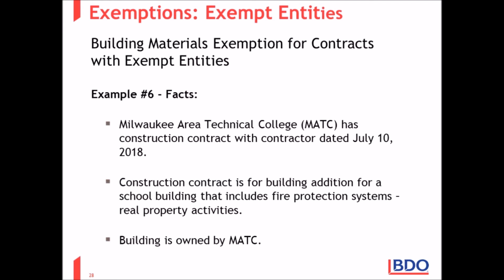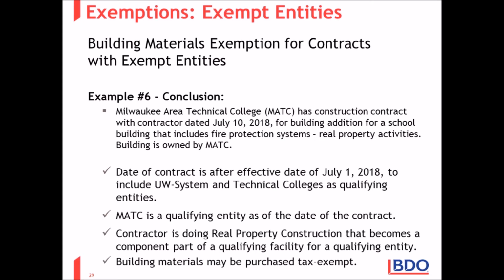So the last example, a construction contractor has a contract with MATC, doing real property building improvements. The building is owned by MATC. The conclusion would be that it's exempt because our contract here is dated July 10th. That's after Phase 2 of the legislation, and MATC was added in this Phase 2 legislation. And of course, it's real property construction. It meets the other criteria. So this project will qualify for the exemption.